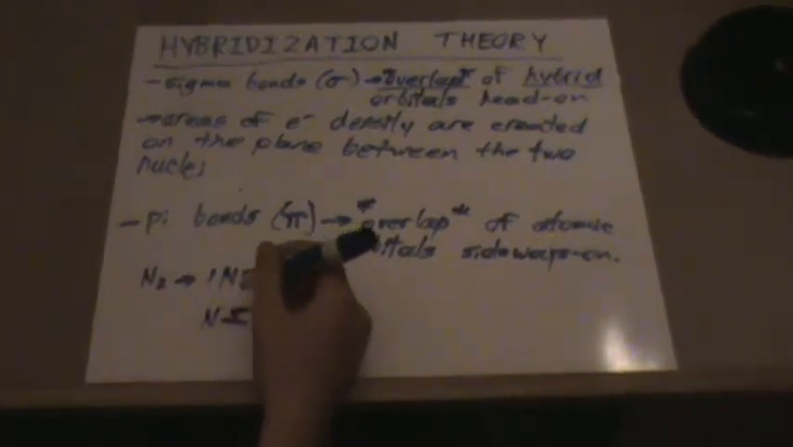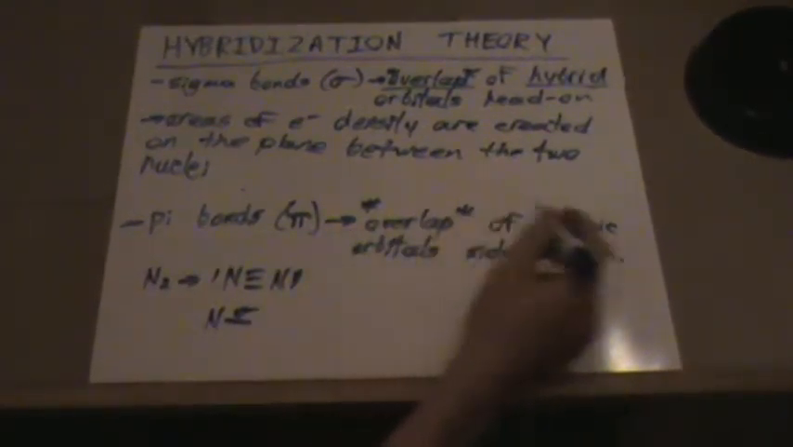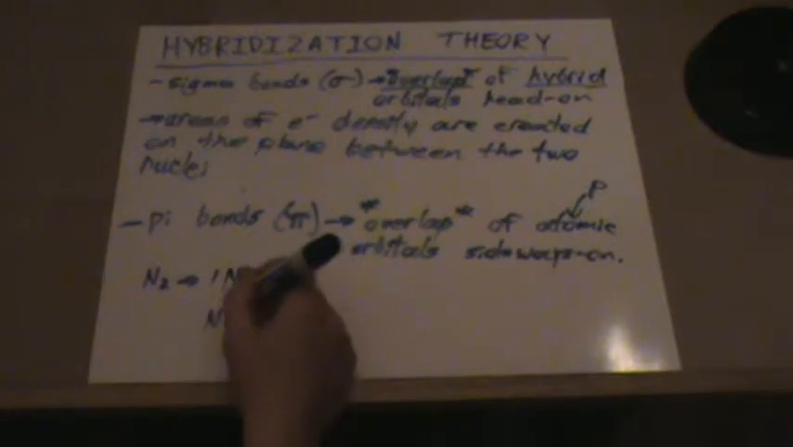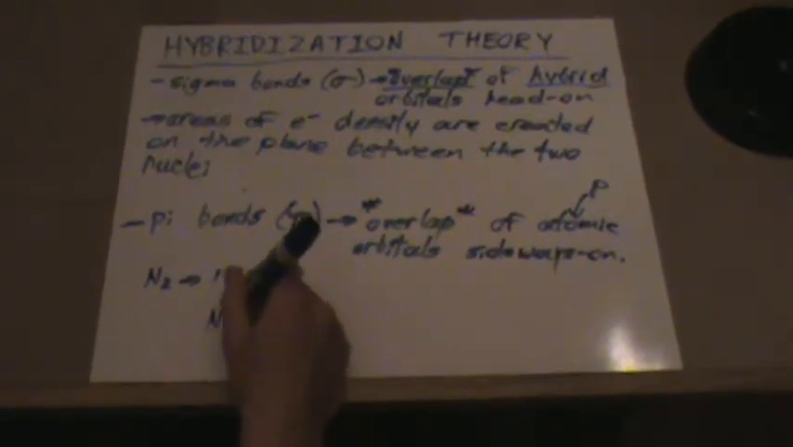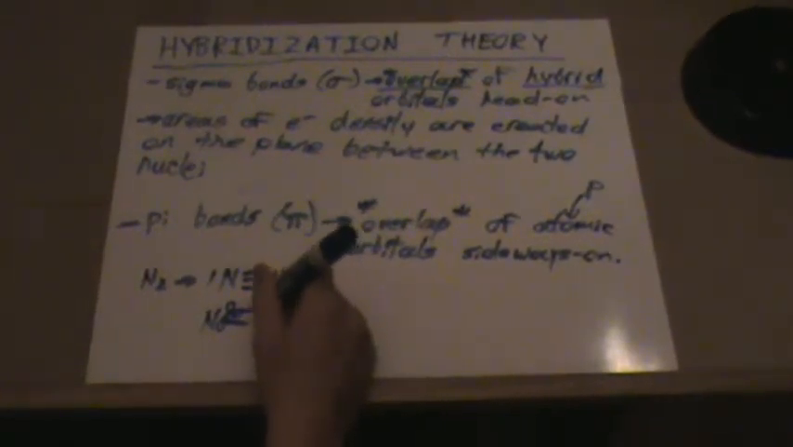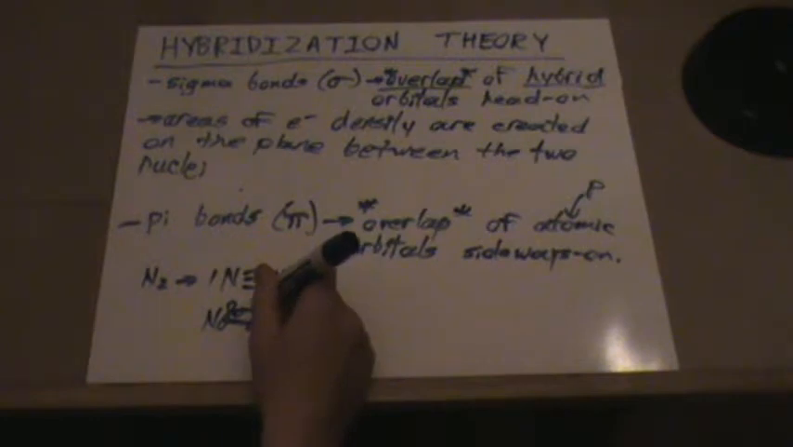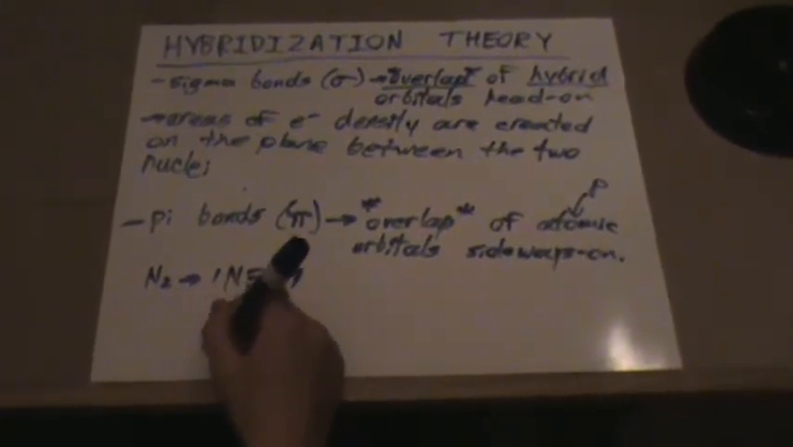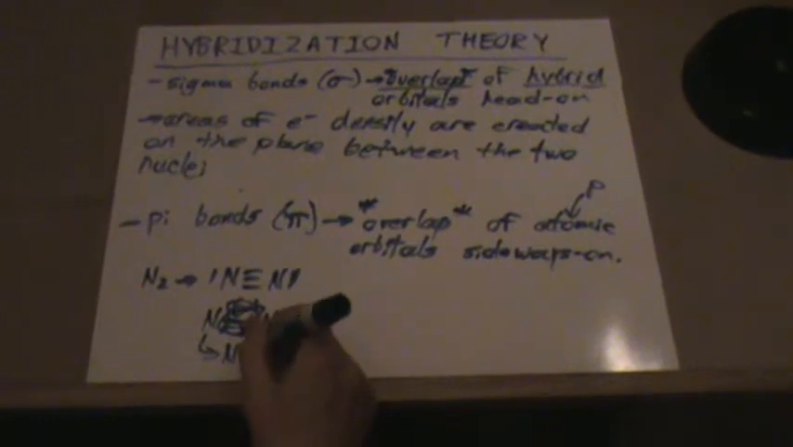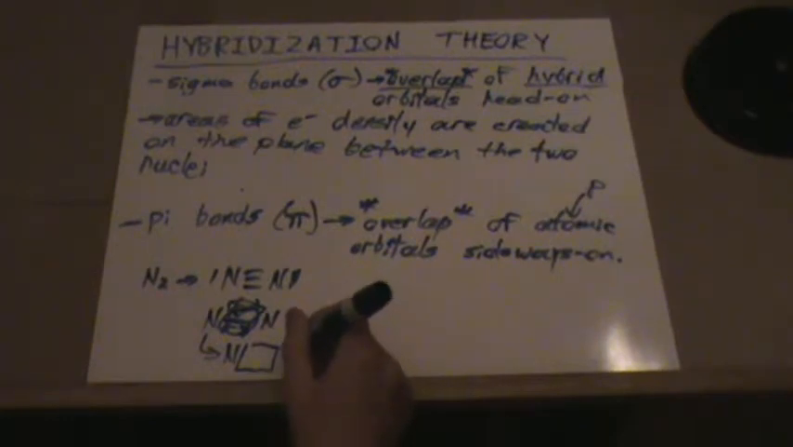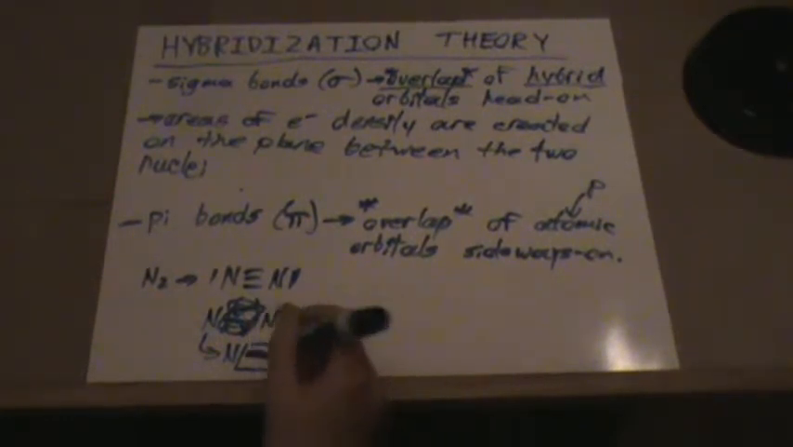Pi bonds are always the overlap of atomic p orbitals, so we can almost label this p orbitals. If we draw this p orbital, and draw another N here with a p orbital, they overlap, they link sideways on. What this would look like is an orbital that has a little bit of a box shape, in addition to this sigma bond, where we use this straight line.